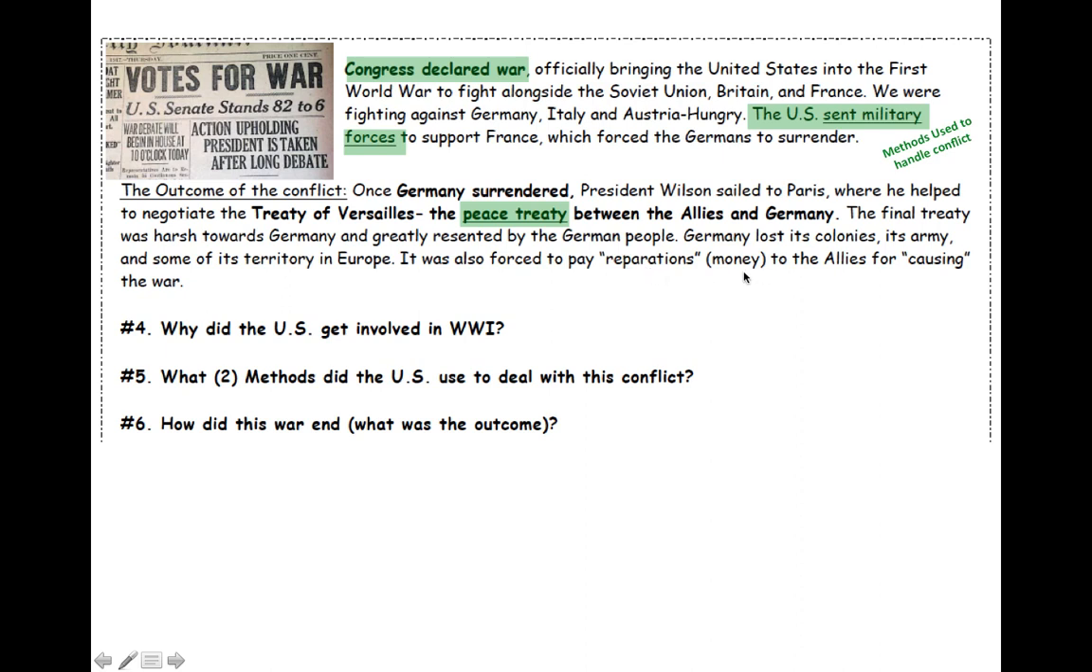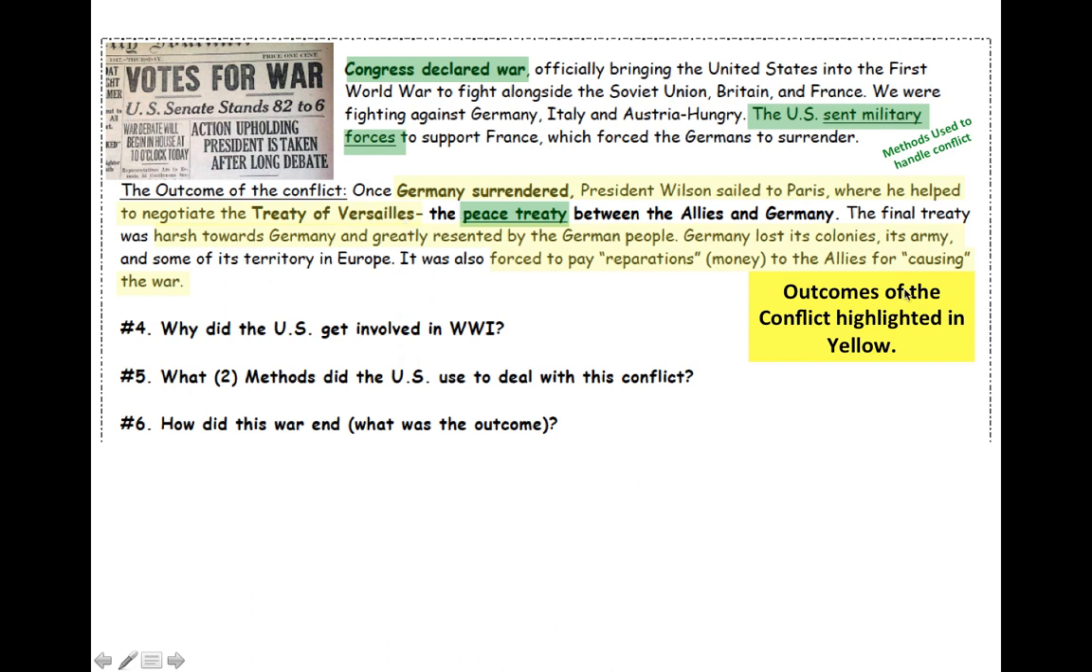reparations, which means money. So all this money for the damages from the war, all that kind of stuff. We're talking millions and millions of dollars that they had to pay in reparations, and also they had to accept the cause of the war. Basically, we call that war guilt, and they had to accept the statement that they are the ones who caused the entire war. Germany did. So the German people really resented this whole thing, and a lot of people believe that this Treaty of Versailles is what ends up leading to World War II.